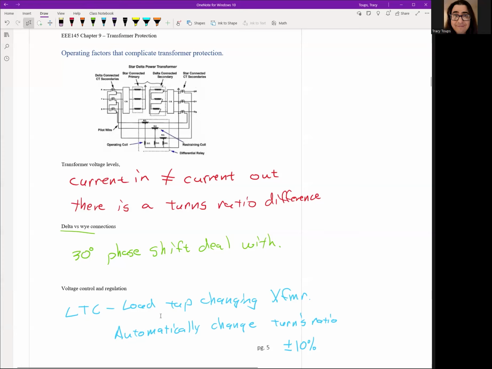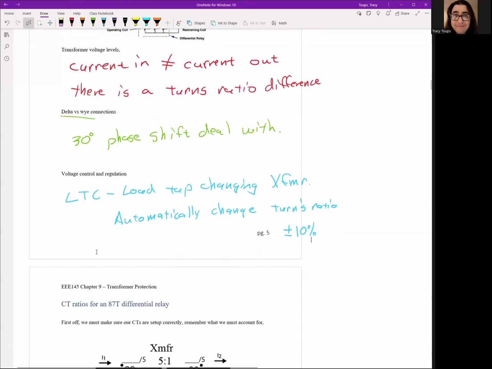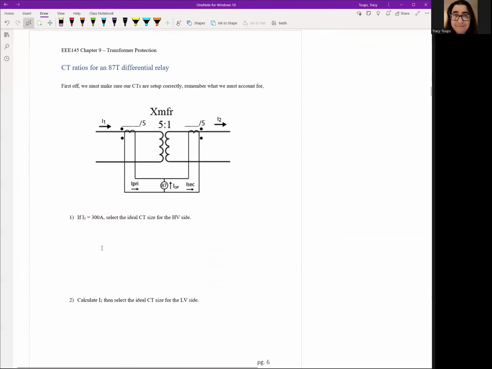The problem with the LTC is it's another piece of device that changes the turns ratio. And by changing the turns ratio, it changes the current in versus current out rule and makes our life a little bit more difficult from the differential protection standpoint. So these are kind of three major things that we need to design, and we need to make exceptions, or we need to design our system to accept these burdens.